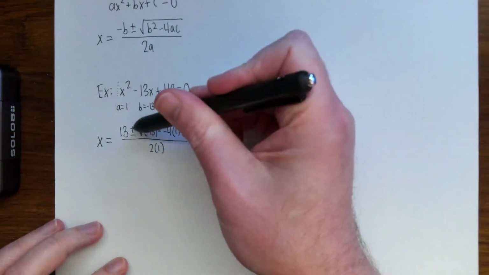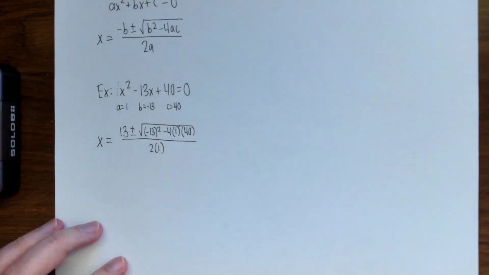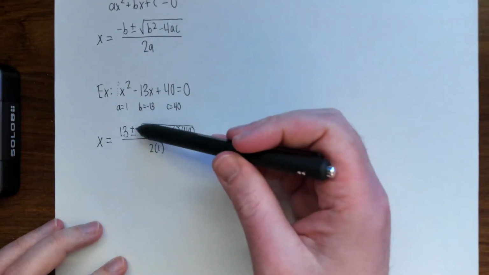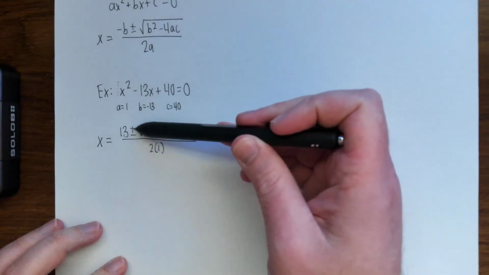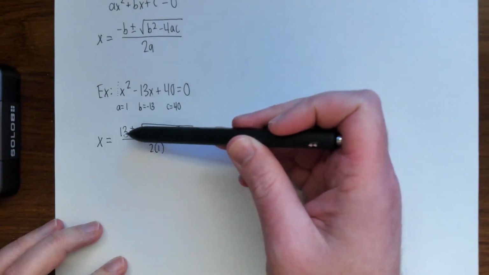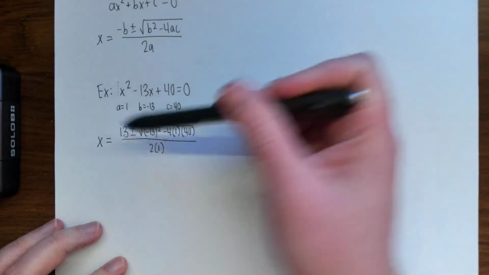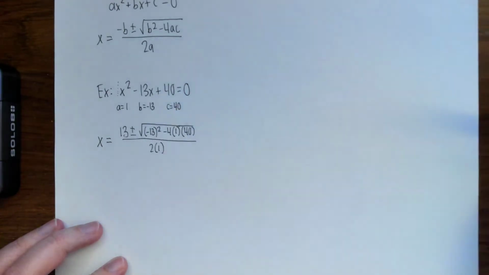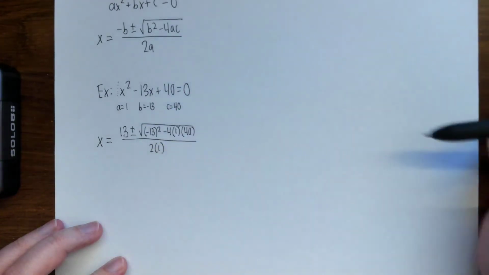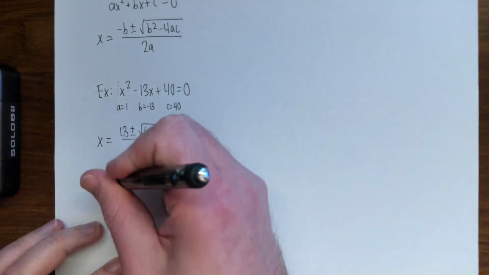Let's start with this plus or minus. At the very end, we're going to have to do this problem twice. We're going to have to do this with a plus sign here and see what the answer is. And then we'll have to do it again with the minus sign and see what the answer is. But for now, let's just leave that there. The first thing you should simplify is the square root sign. You should simplify everything underneath the square root sign.